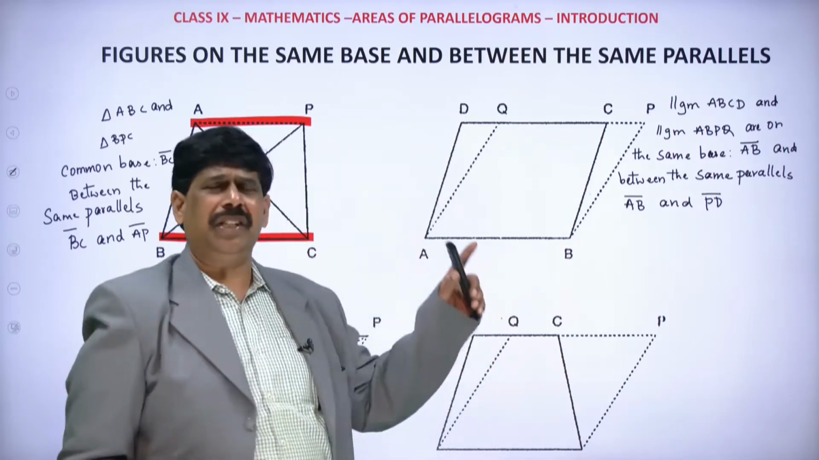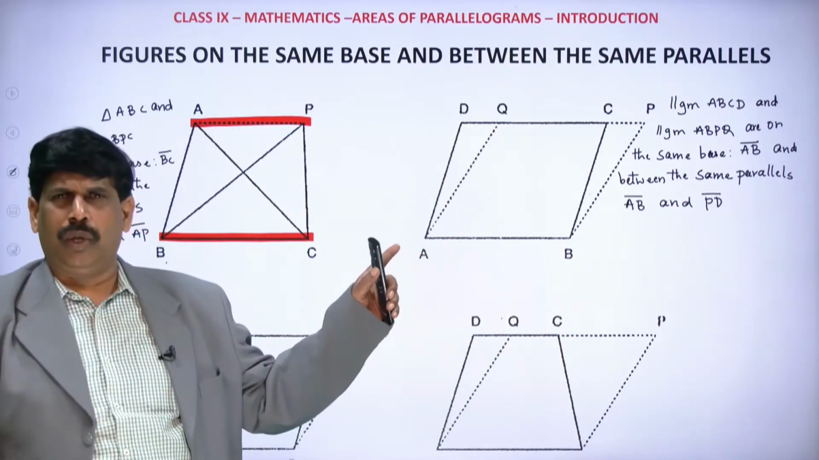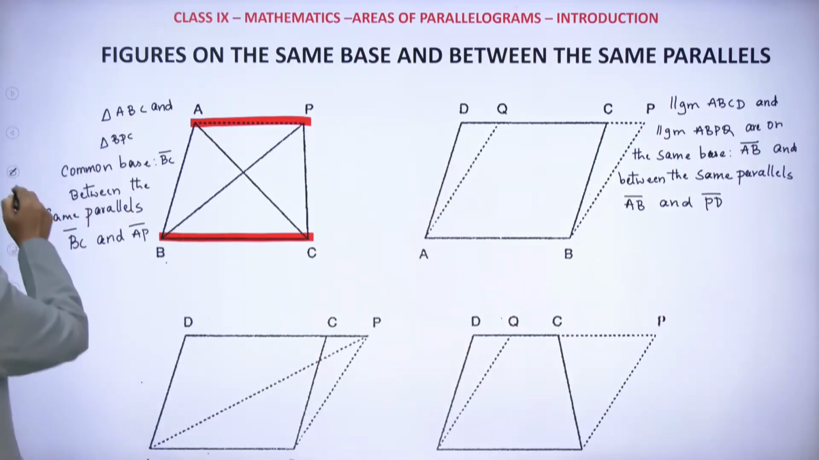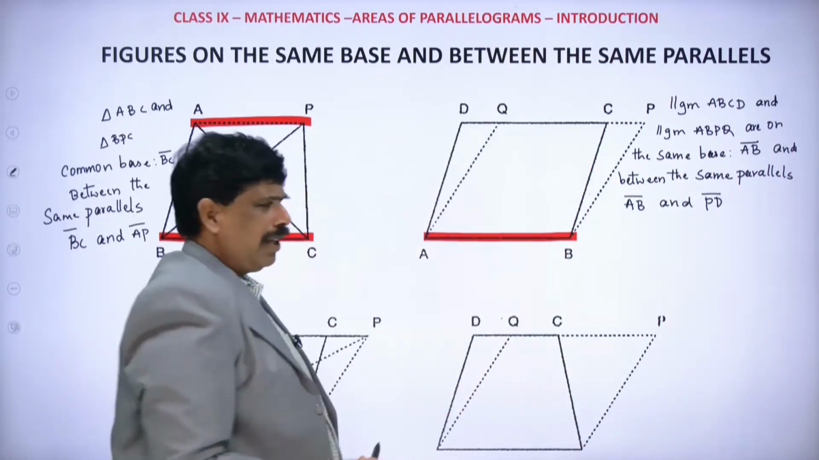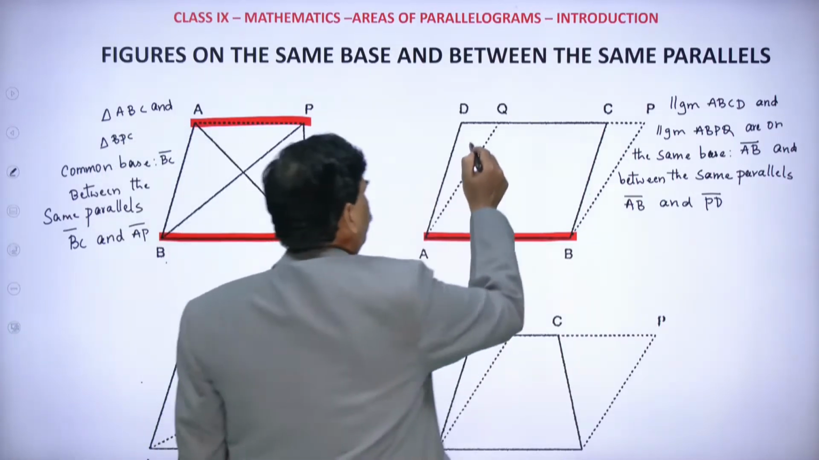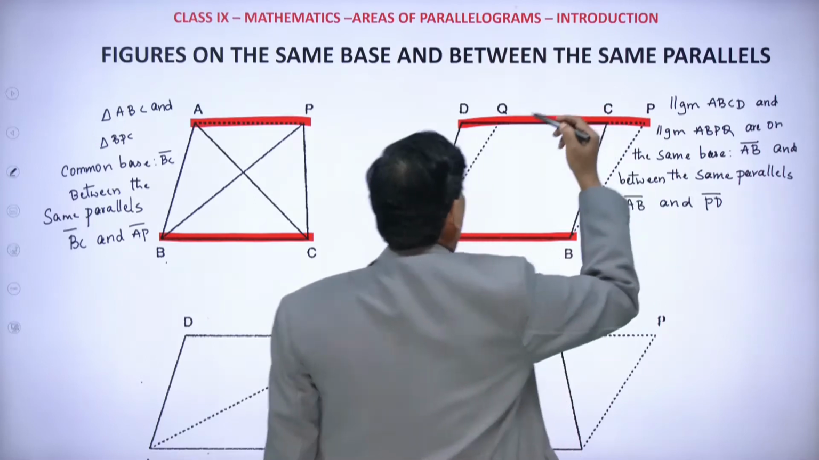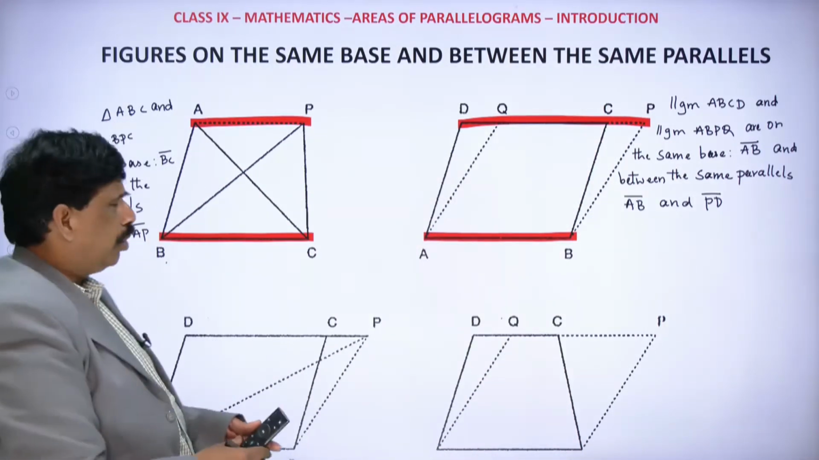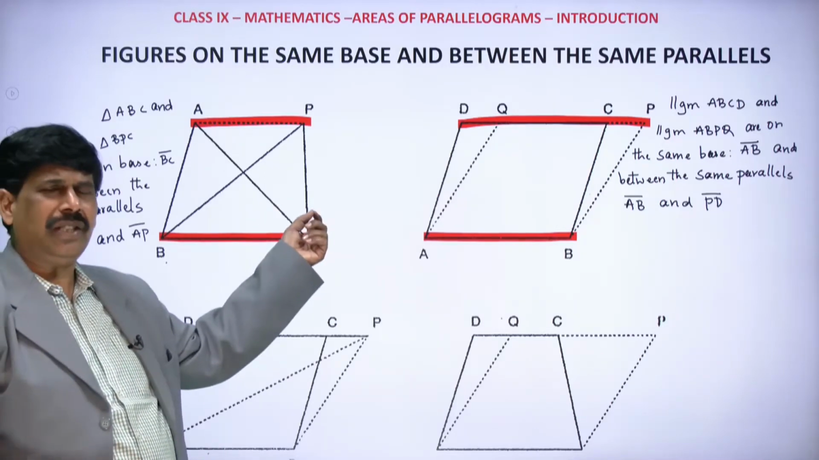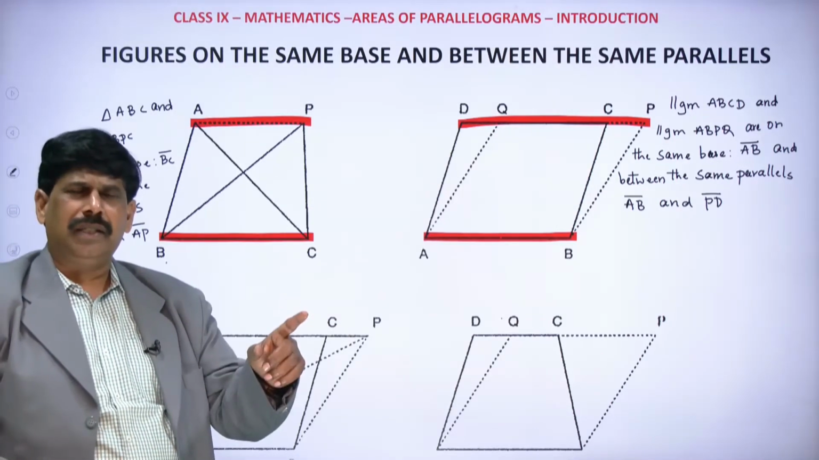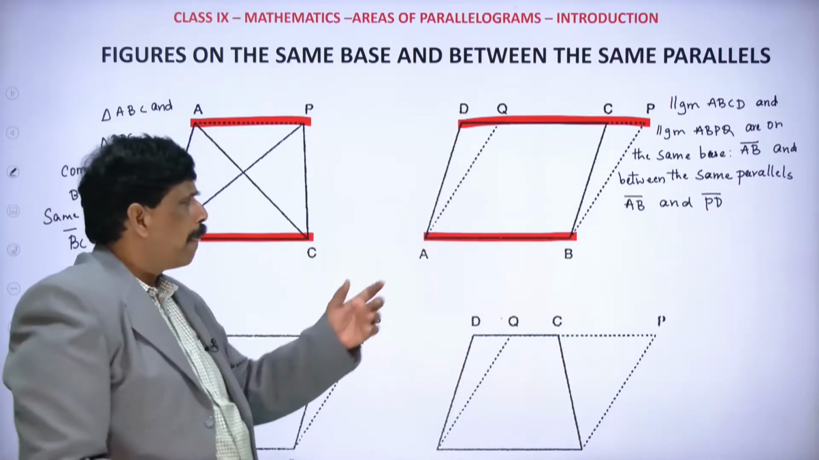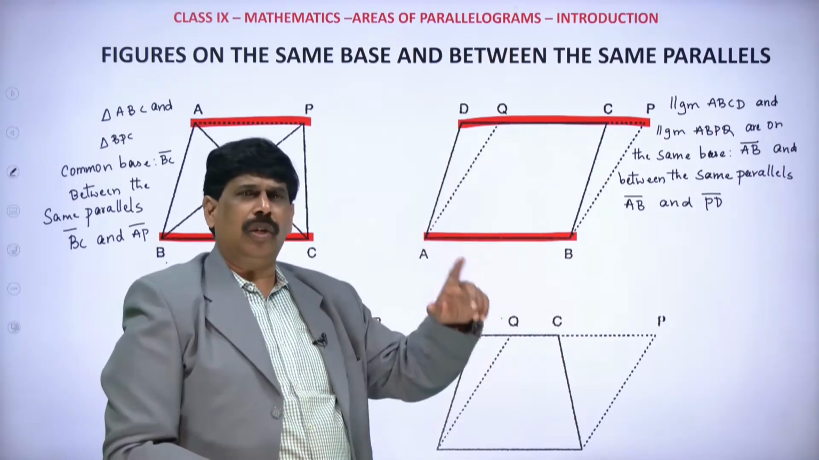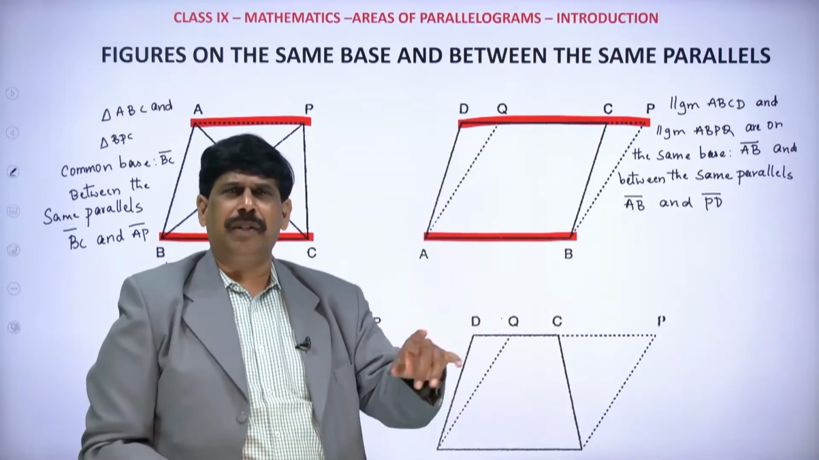Is it clear? So we are seeing two parallelograms here, and these two parallelograms are on the same base AB and between the parallels AB and PC. Clear? So the first figure we discussed, two triangles are on the same base and between the same parallels. Here both are parallelograms, they are on the same base and between the same parallels.